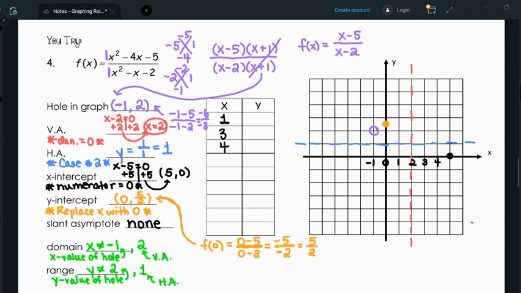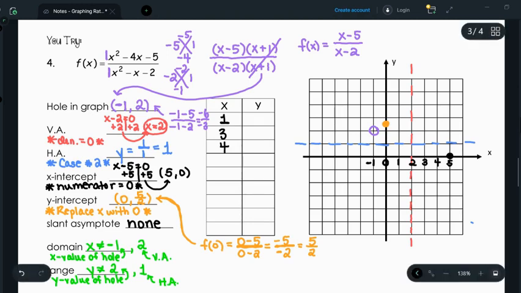But I do know what's happening when x is 5, that's my x-intercept. So I'll plug in 1, 3, and 4 just to get a few more points on each side of my graph. And I'm going to erase those numbers so that when I'm graphing, we're not graphing over those. Okay, let's go ahead and solve these.